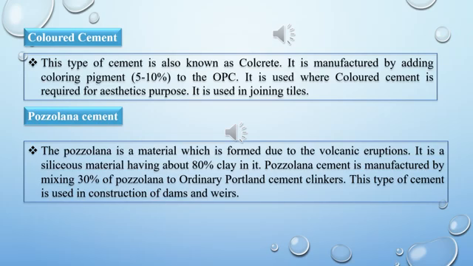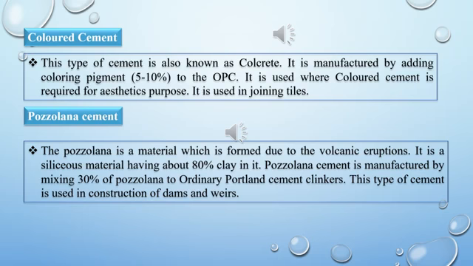Is it clear or not? I'm going to repeat it. Colored cement is a cement which is prepared by adding 5 to 10% colored pigments in the OPC. It will give you colored cement. Now, it is used for joining tiles.